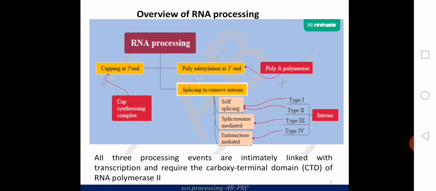Most of the proteins associated with RNA processing are usually attached to the RNA polymerase enzyme itself, usually to the carboxy terminal domain of the RNA polymerase enzyme. So RNA synthesis and RNA processing are closely related.